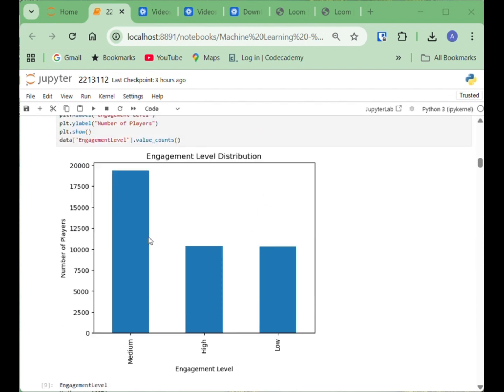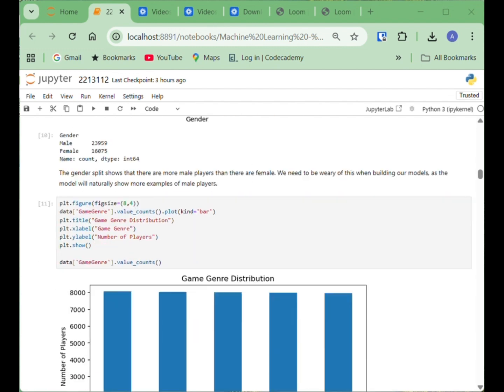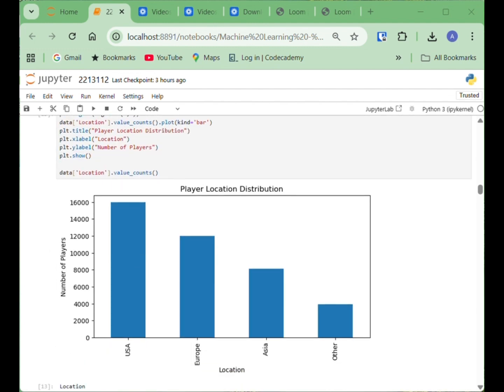Engagement medium is slightly skewed, but not enough to have an effect on the model itself. Same with gender, there's a slight difference between male and female, but again, not enough to have an impact on the model. So after analysing the data, the next step is to prepare the data for modelling.